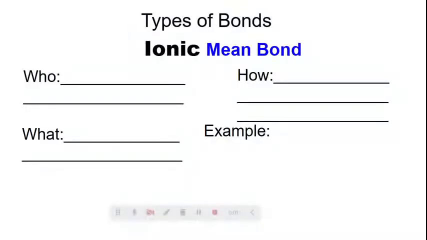Hi, everyone. Today we're going to talk about three different types of bonding. We're going to talk about ionic, covalent, and metallic. But today, right now, we're going to focus on ionic bonding.